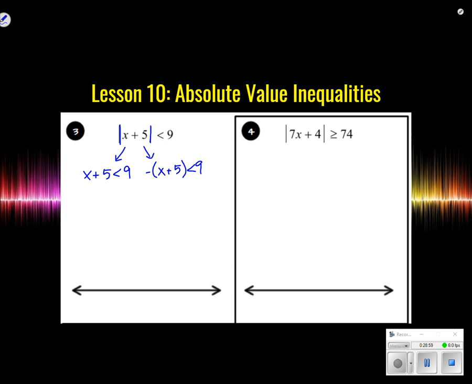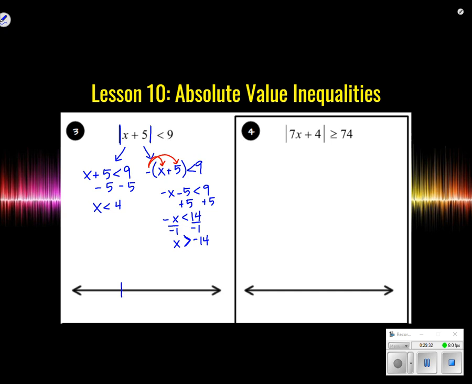So, or over there, I'm going to work on subtracting. X is less than 4. Here I'm going to distribute, multiply by negative 1. So I'm going to have negative x minus 5 is less than 9. I'm going to add 5 to both sides. So I get negative x is less than 14. Divide by negative 1. Be careful, we're dividing by negative. So x, we have to flip the sign around. X is greater than negative 14.